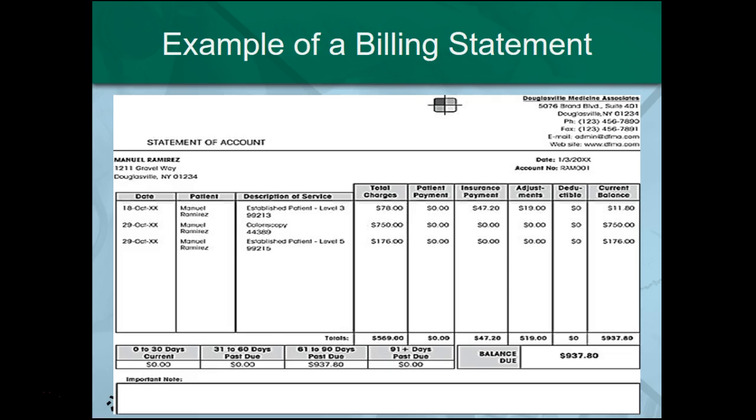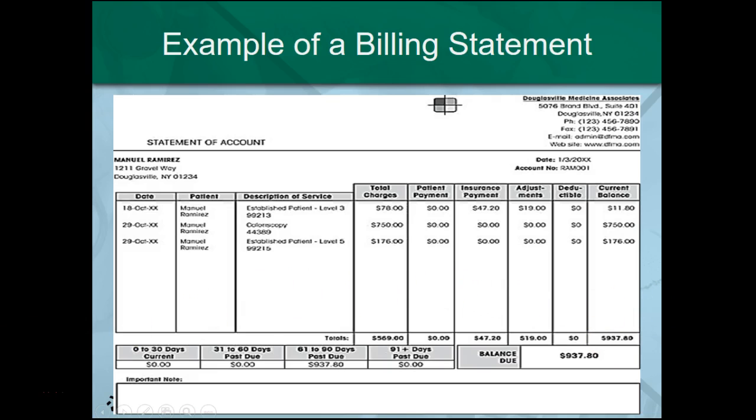So here's an example of a billing statement to give you an idea. This is for patient Manuel Ramirez, and it's got his address and all that up there. These are his service dates. It shows which patient was treated, in this case, Mr. Ramirez. And then it shows the description of service, the charges, his payments. He didn't make any payments. Then it shows what his insurance paid, any adjustments. All of this right here is the insurance math that we were working out previously. And then any balance left over that we would bill the patient. So this just gives you an idea of what a billing statement would look like.